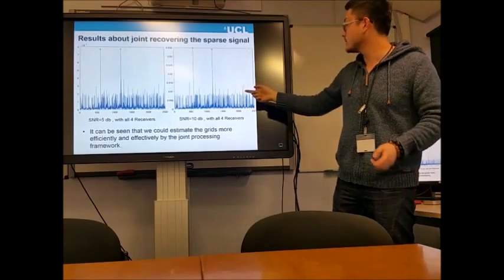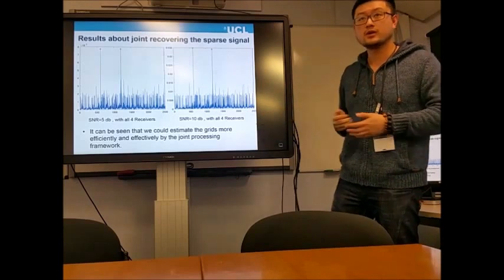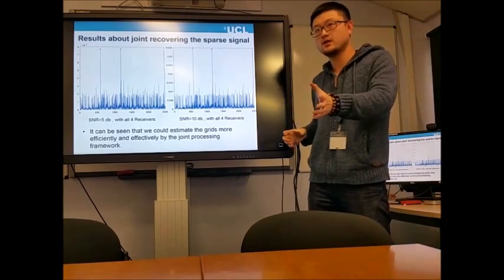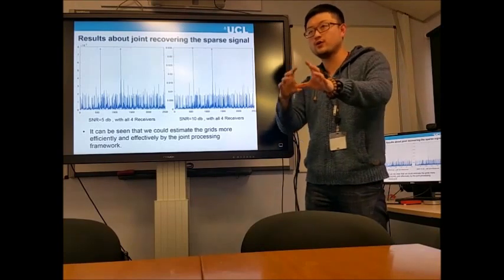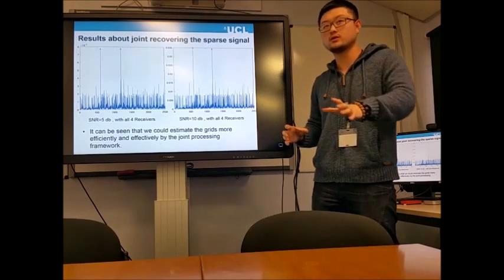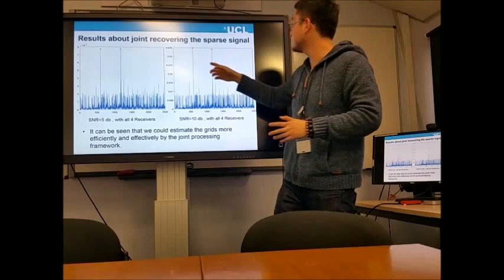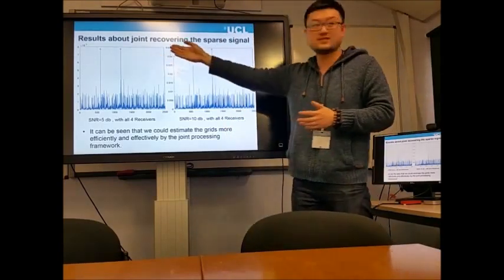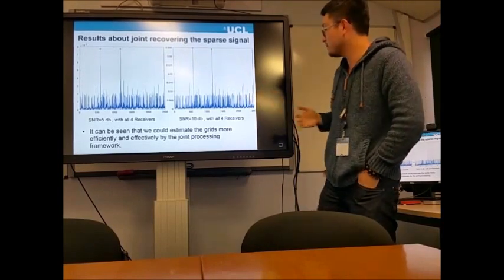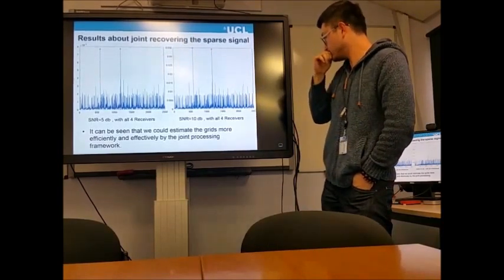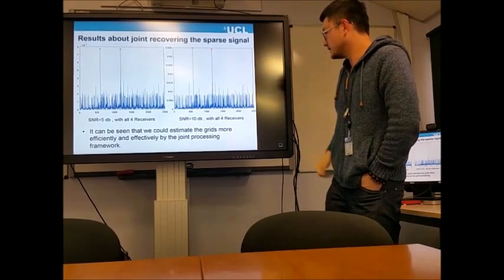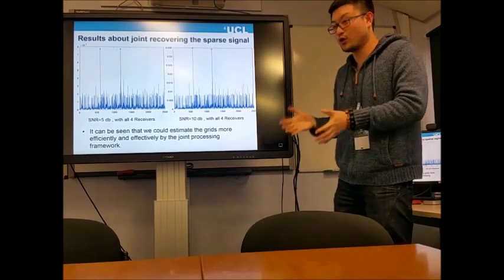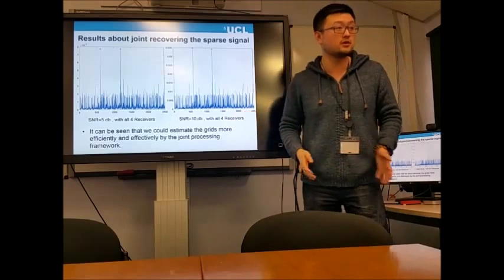And here is the joint processing. We utilize the norm 2,1 optimization on the whole X. Actually, we combined the 4 receiver vectors into 1 big vector, so that we can see, exactly, it is what we want. It could be seen that the estimate of the grids would be more efficient and effective if we use the joint processing framework.